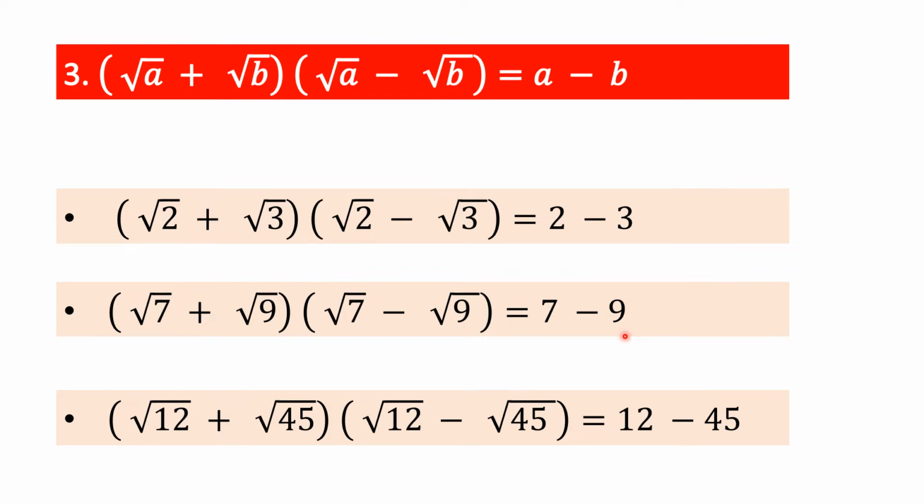Now one more example: root 12 plus root 45, root 12 minus root 45. You can see the same numbers, plus, minus, and multiplication. So again the same rule, 12 minus 45. This rule is very, very handy in solving questions, as you'll encounter a lot of these kinds of big calculations where you don't have to calculate actually. Instead you can use these formulas and solve them easily. Okay.